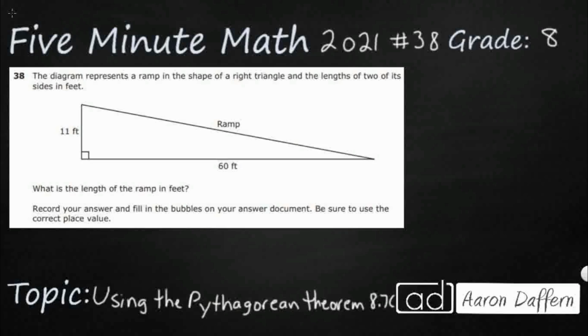Today we are looking at the 8th grade concept of using the Pythagorean Theorem. This is standard 8.7c in the great state of Texas, and we are using item number 38 off the 2021 released STAAR test. If you have not done so already, please go ahead and take a moment to pause the video, work this problem out on your own, unpause it, and we will look at our answers together.